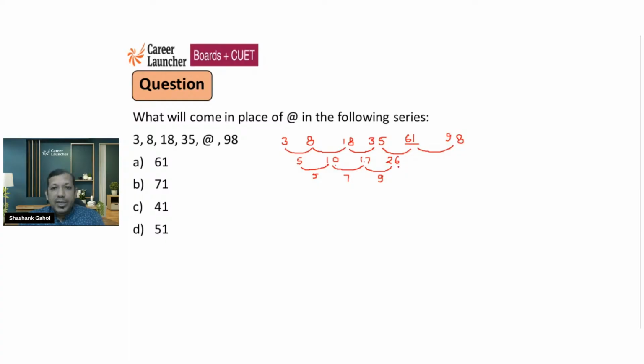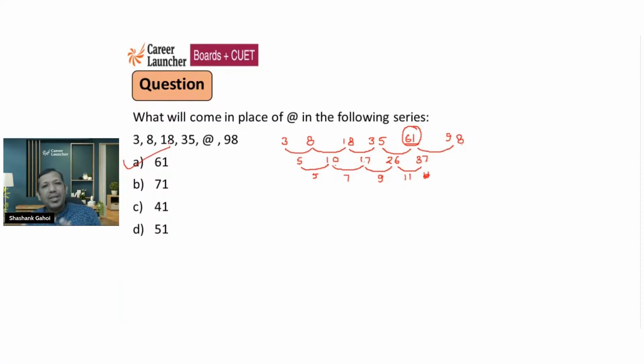Now, basically the next difference should be 11. So 26 plus 11 is going to be 37. Now 61 plus 37 is equal to 98. Yes. So the number that I have picked is perfectly right. So the answer of this question is going to be option 1.